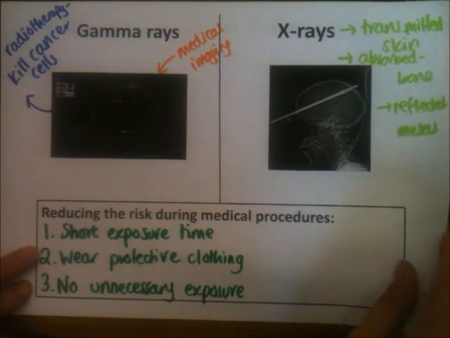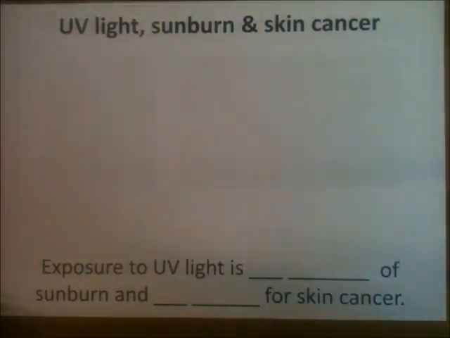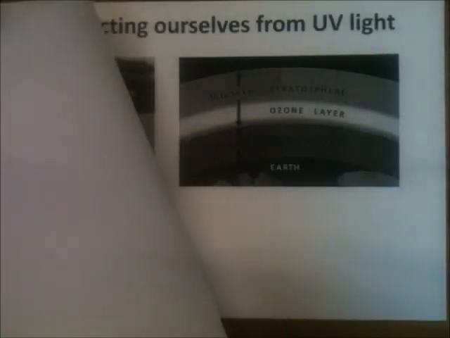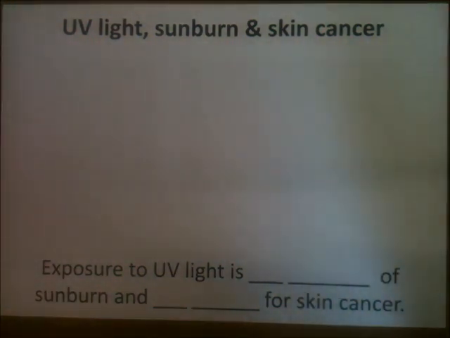Okay? So the final thing we need to look at, I think it's the final one, I'll just check. Yep, there we go, is UV light. Now, UV light is the least ionising of the three ionising radiations, so it can be seen as the least dangerous, but it's still quite dangerous, okay? So UV light.